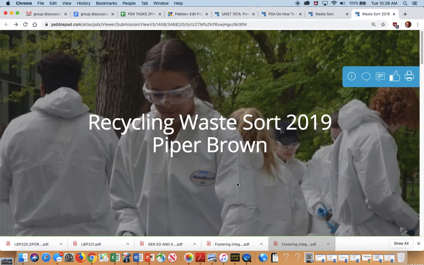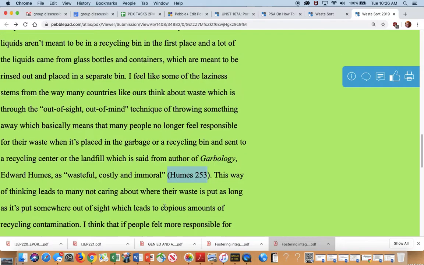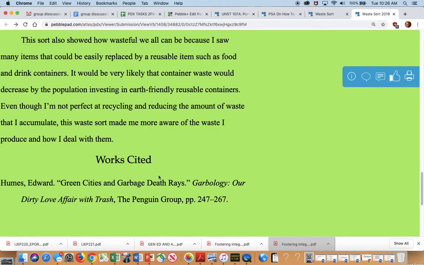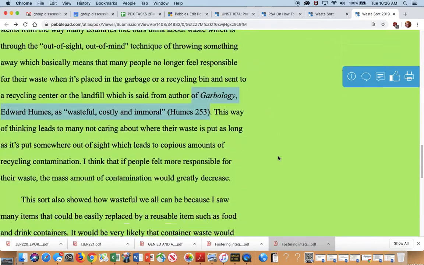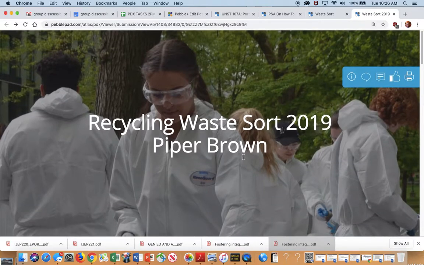And here's the final one, very nicely done. Here's the other side of the sandwich board that tells people what we're doing. We're in the park block, so everybody can see us. They also quote Garbology correctly. Look at this beautiful MLA style right down the line. Perfect. And also have a works cited and more images. There's Piper, the author of this blog, and there's all of us working away on the waste sort.